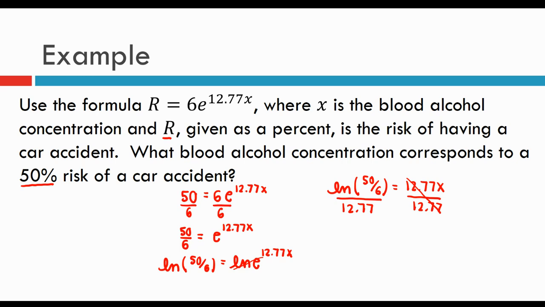And so then I want to know what x is because x is representing the blood alcohol concentration. So you just need to very, very carefully type this into your calculator. Notice that 50 divided by 6, after you do that natural log button in your calculator, make sure you close the parenthesis before you then divide by that 12.77. Otherwise, you're not going to get the correct answer. So if I then look at this, we have roughly 0.17. And so that would be the blood alcohol concentration.